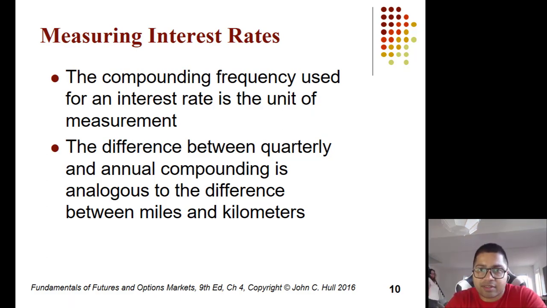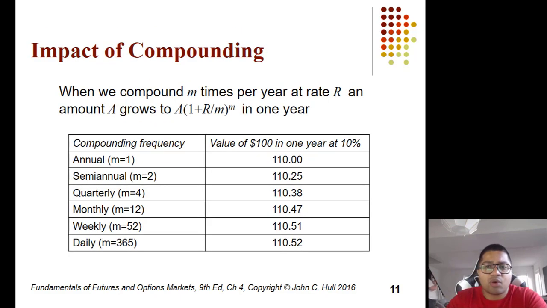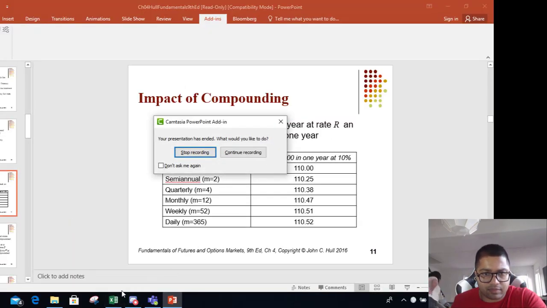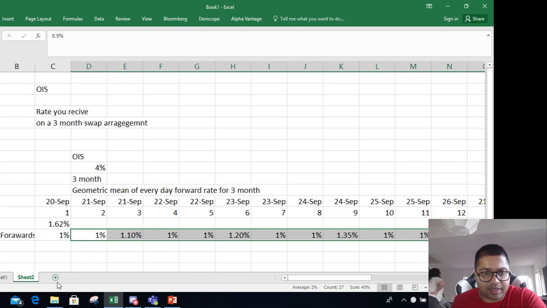Next is measuring interest rates. The compounding frequency used for interest rates is a unit of measurement. The difference between annual compounding and other compounding is like the difference between miles and kilometers. What does that mean? I'll open an Excel sheet and explain it there.